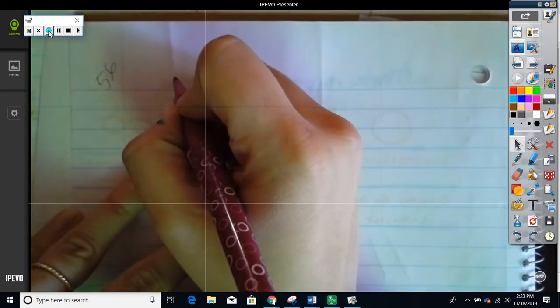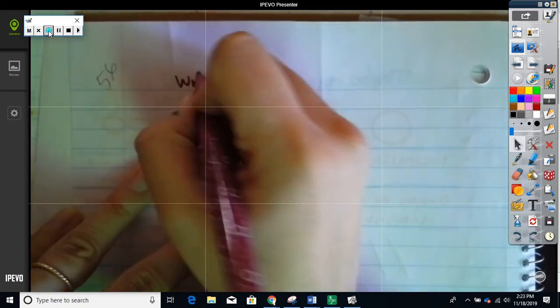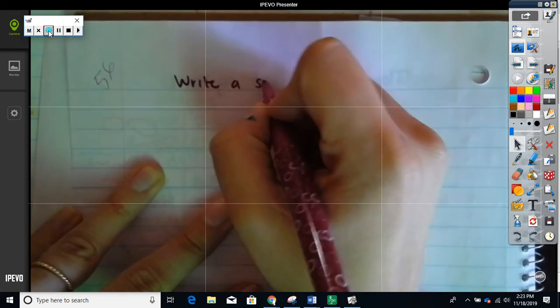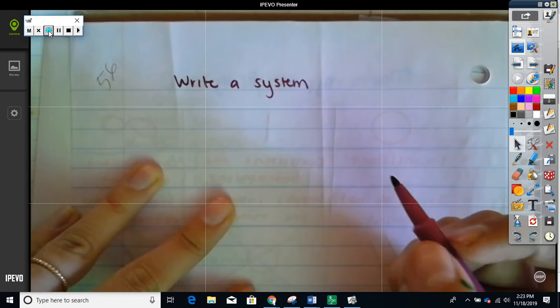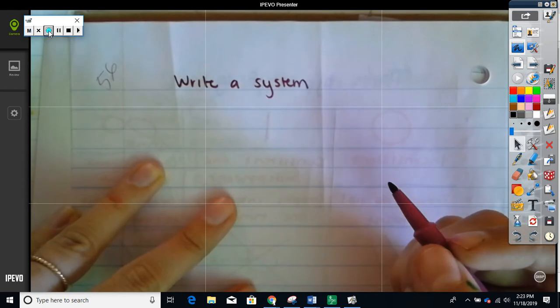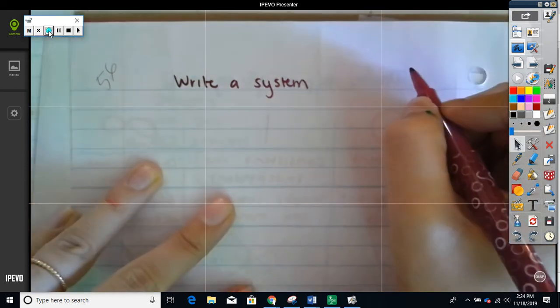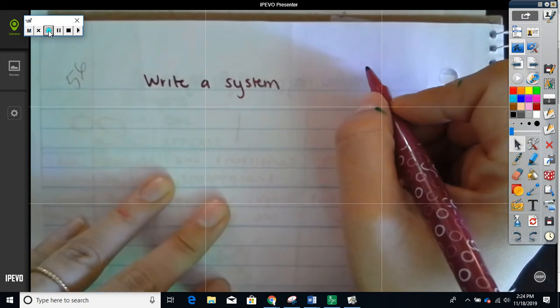Alright, so the title, page 56, is we are writing a system.